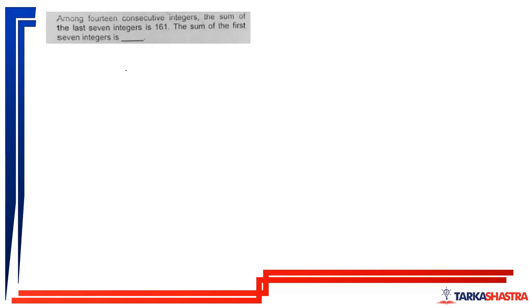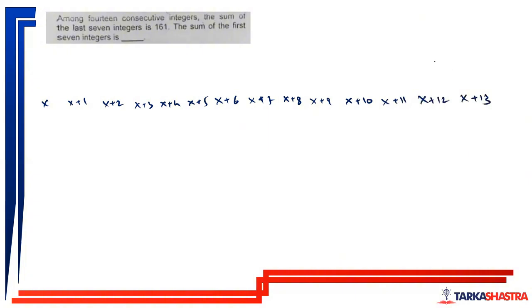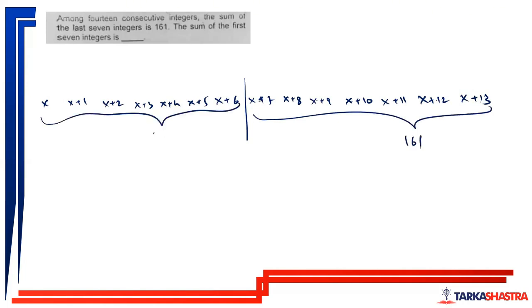Okay? What are they saying? Among 14 consecutive integers, so let us say x, x plus 1, x plus 2, x plus 3, x plus 4, x plus 5, x plus 6, x plus 7, x plus 8, x plus 9, x plus 10, x plus 11, x plus 12, x plus 13. The sum of the first 7, the sum of the last 7 integers is 161. We have to find out the sum of first 7 integers.